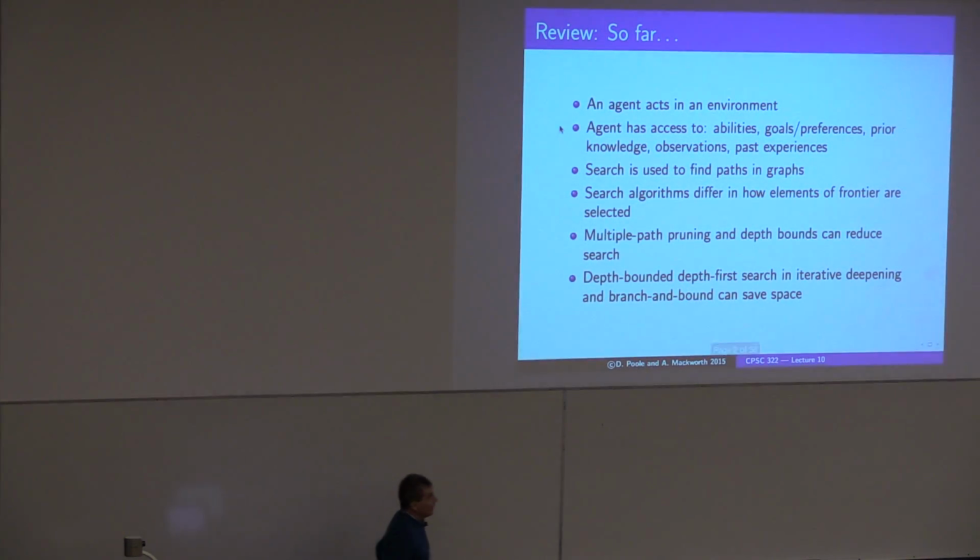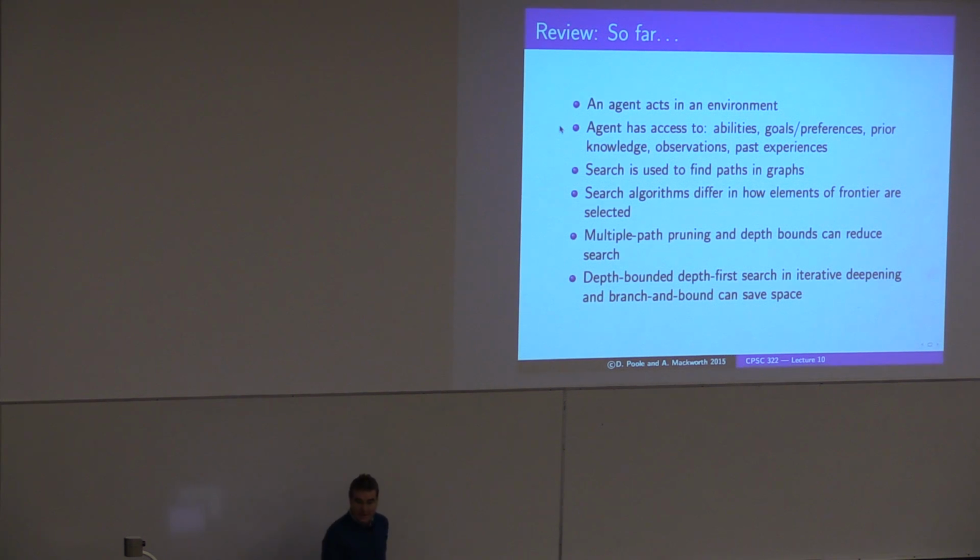So what we've done so far is we started looking at this idea of agents acting in environments. They have access to their abilities, their goals, preferences, their prior knowledge, the observations and the past experiences. Then search we use as an abstraction for finding paths in graphs. They differ in how the frontier is selected, so there's a whole lot of different algorithms all differing by how the frontier was selected.